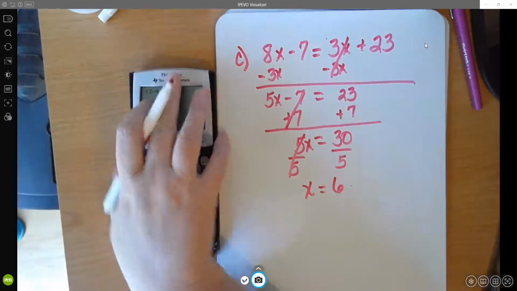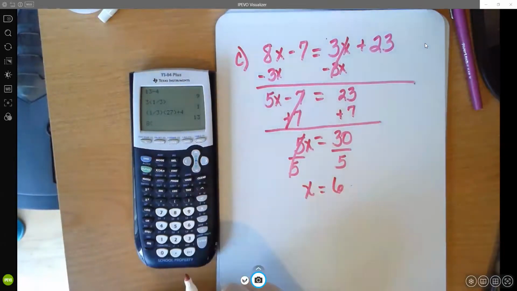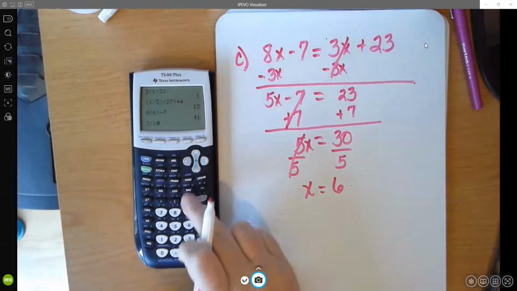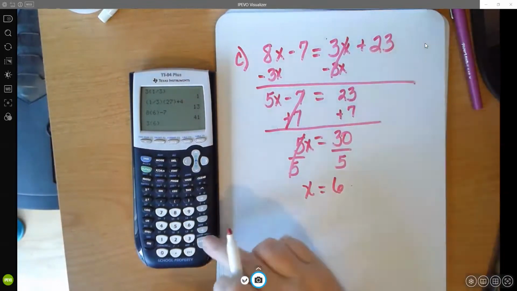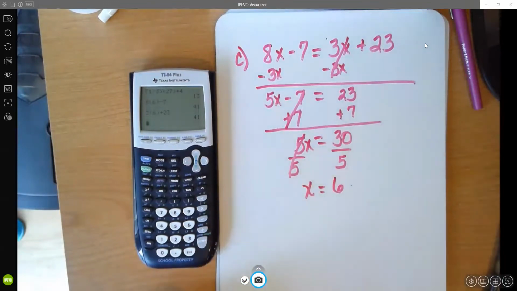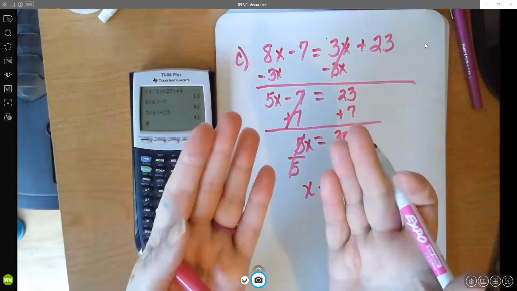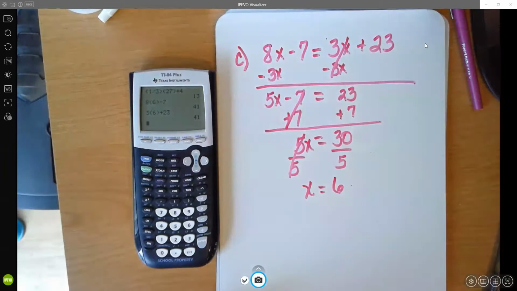To check this problem, I take my calculator, 8 times the x, which is 6, minus 7. When I hit enter, I get 41. Well, what does that 41 mean? It doesn't mean anything unless the other side of the equation also equals 41. So I'm going to take 3 times the 6 in place of that x, then plus 23, and it should also equal 41. If the two sides are equal, if they're the same, then we know that we have made them the same and we've solved the equation correctly.